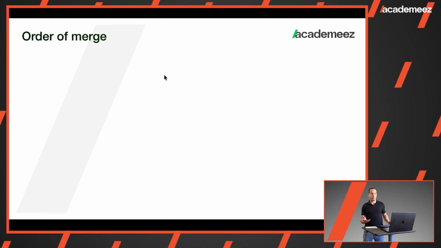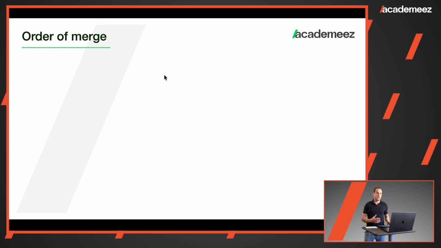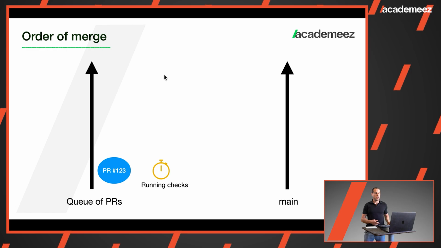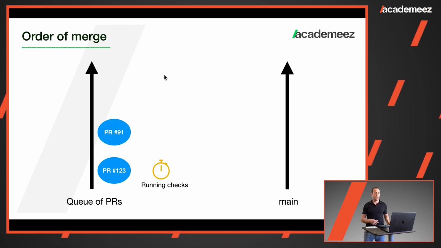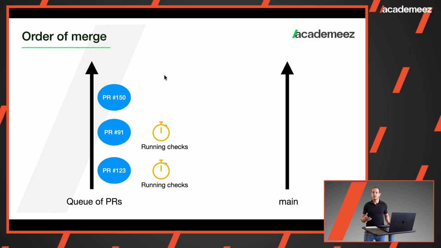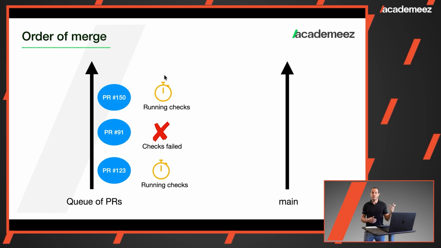Let's see another example of order of merge when one of the PRs in the order is failing. So in this case, we have again the merge queue. 123 enters the merge queue first and starts running the checks right away. 91 enters the merge queue. We have concurrency, so it can run the checks in parallel. 150 enters the queue, running the checks again. Notice that 91's checks have failed.